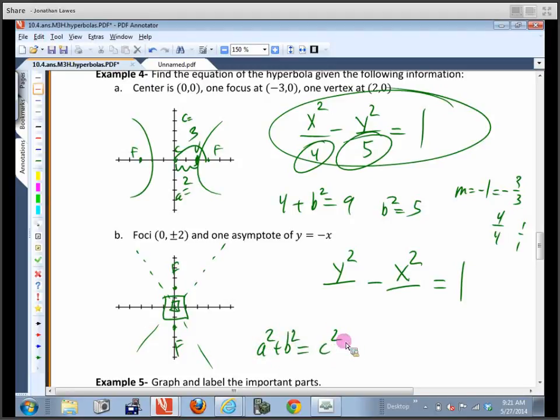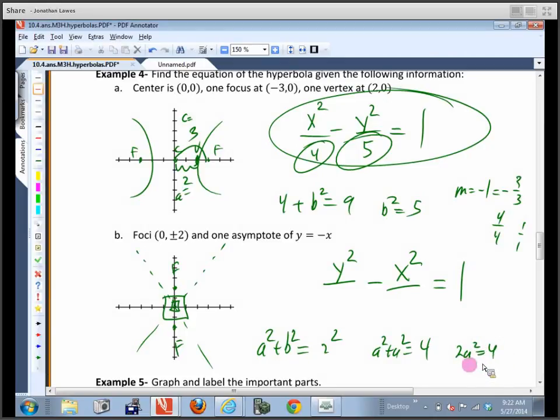Now, do we know what c is? From the center we went up 2 and down 2. So this is going to be a 2, right? So this is going to be a squared plus b squared equals 4. And Jordan, what do we know about the two of these? They're both the same. So instead of having an a squared and a b squared, let's make them both a squared. And then I've got 2a squared equals 4.